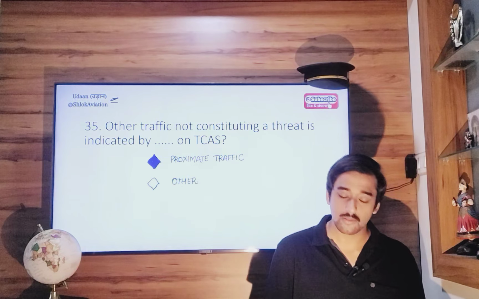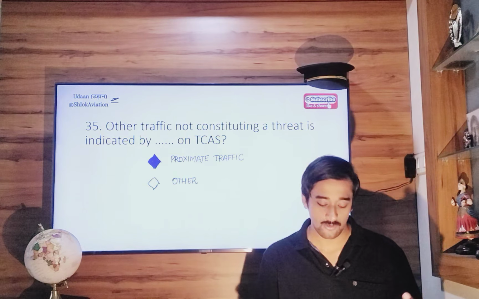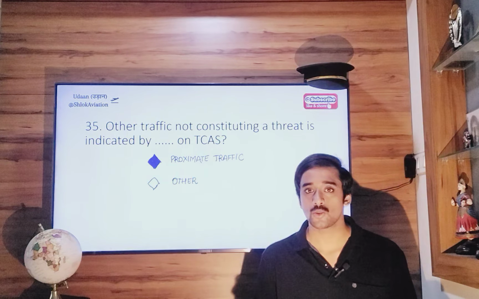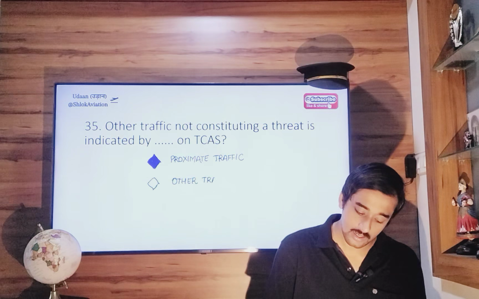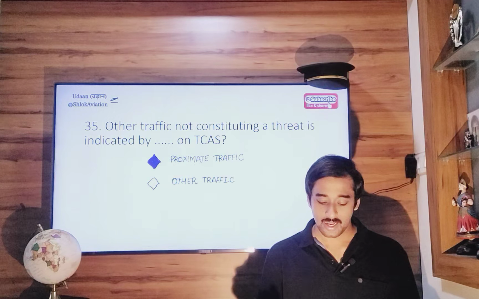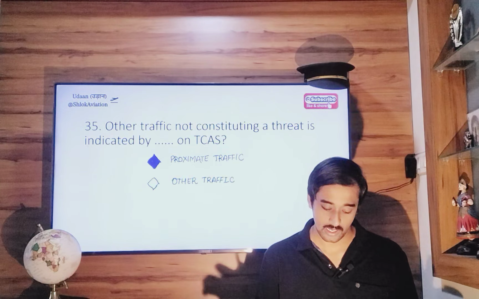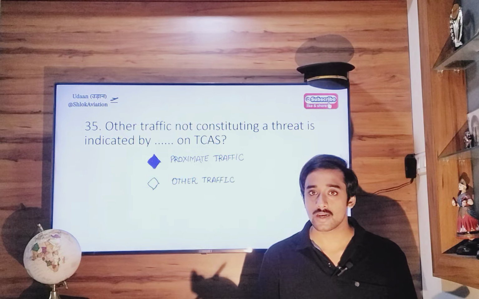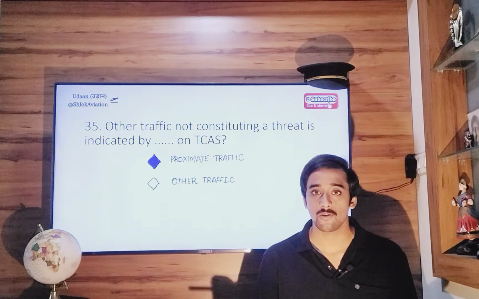Now, proximate traffic means any traffic which is within 6 nautical mile range of your aircraft and plus minus 1200 feet above you, below you. Other traffic means any traffic which is within the range of your display and plus minus 2700 feet above you, below you, respectively. Okay, so it's not at all a threat to you, but the information is provided to increase your situational awareness.